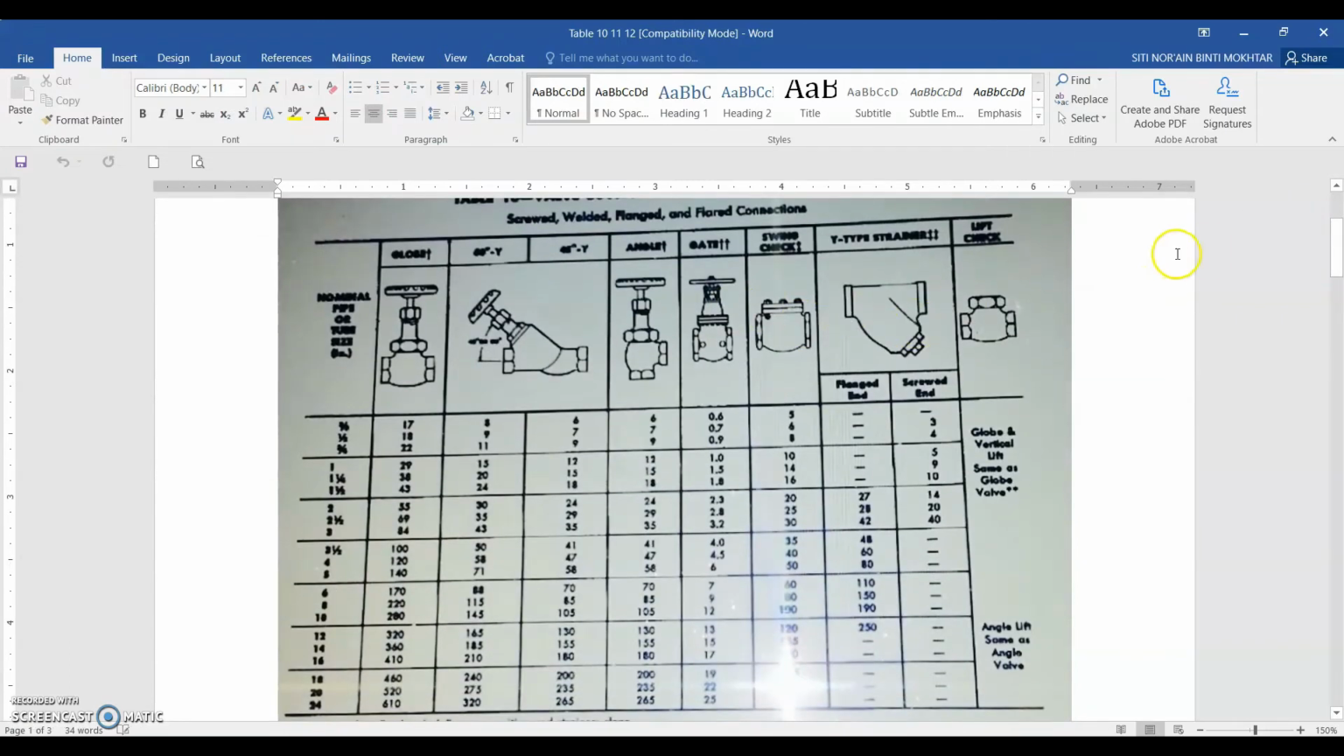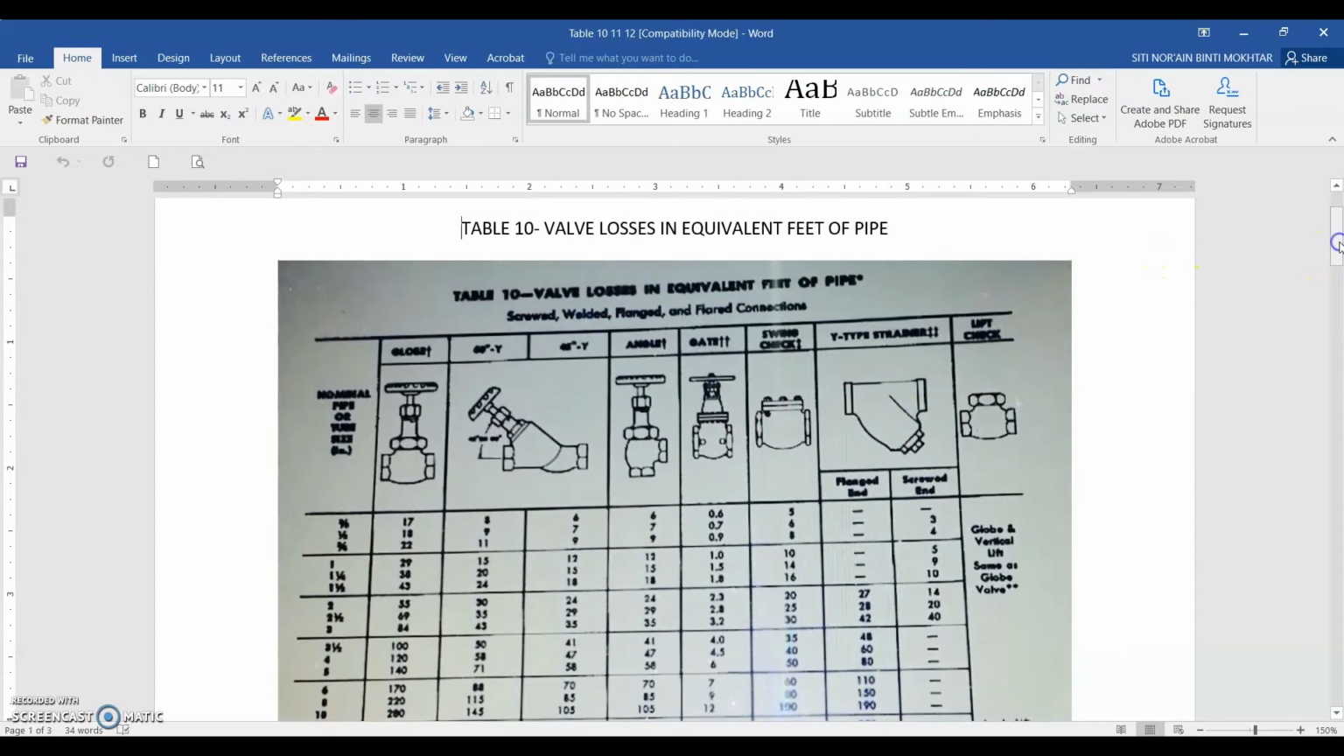Okay, so this one is table 10. Table 10 is valve losses in equivalent feet of pipe. So you need to refer to the gate valve. Okay, let's say you have a gate valve. And then let's say your size of gate valve is also 2 inch, same as your piping.